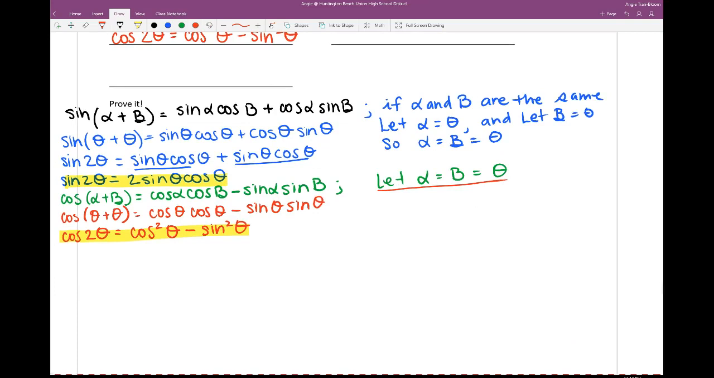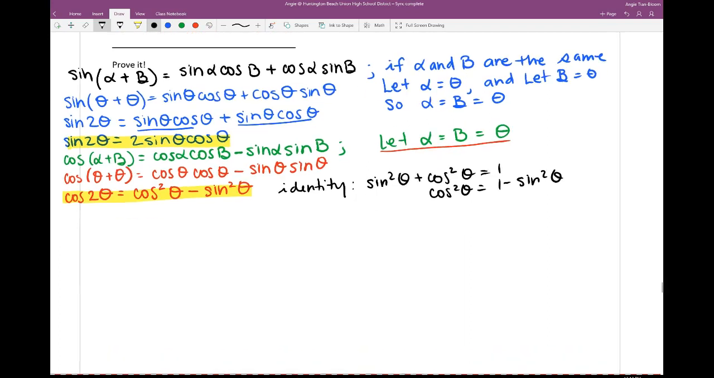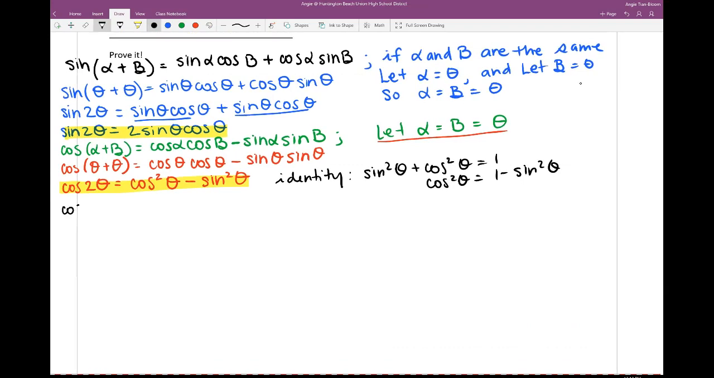Remember this identity that we had before. Sine square of theta plus cosine square of theta equals 1, right? So would you agree that cosine square of theta equals 1 minus sine square of theta? So what I can do with double angle identity is create different ones just based on other things that we already know.